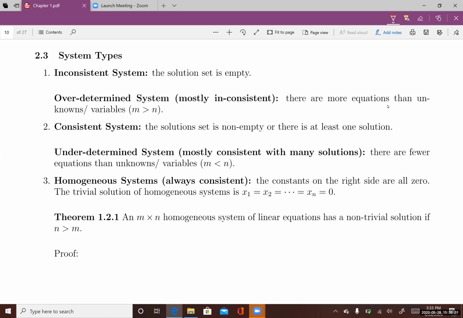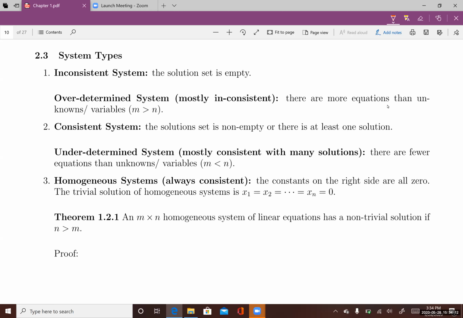And in cases where the number of equations is more than the number of variables, which means the number of rows is more than the number of columns, then your system is called an overdetermined system. And if you have an overdetermined system, most of the time the system is inconsistent. Okay.